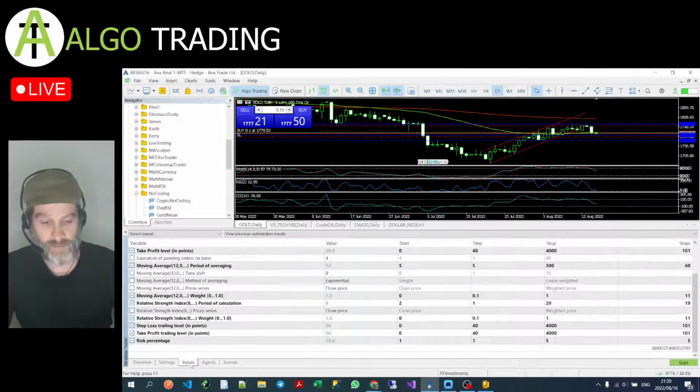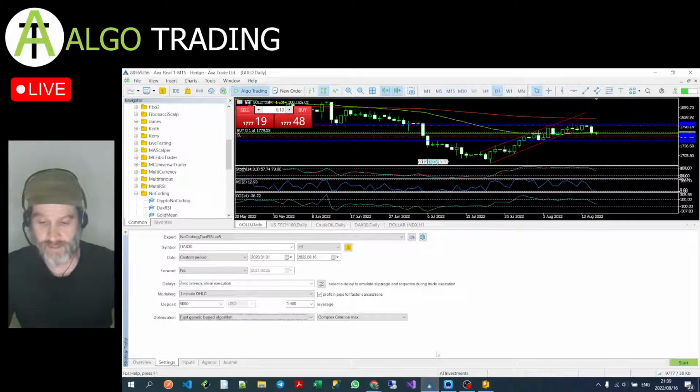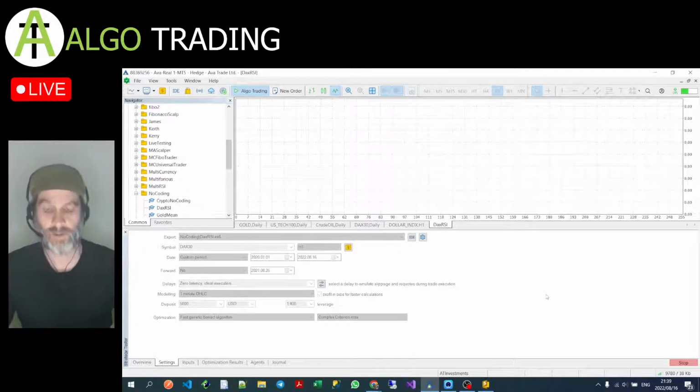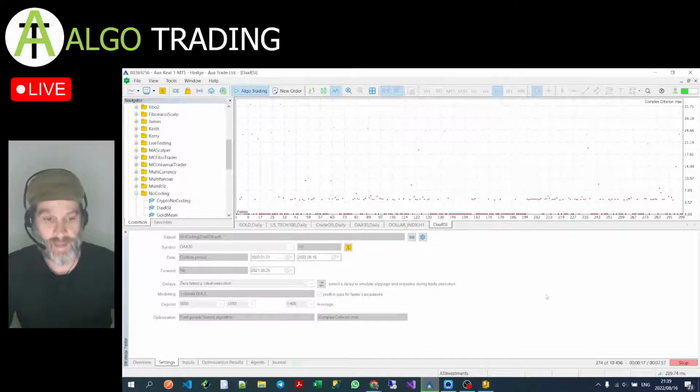Okay, so I think we've got our inputs, everything's ready. Let's run our optimization. And if this one doesn't work out, we'll try the CCI as well, or we'll try it on different time frames. But I do have a current DAX mean reversion strategy running on my algos at the moment that I wrote myself, and it is doing very nicely. So I have confidence in the mean reversion strategies on DAX.